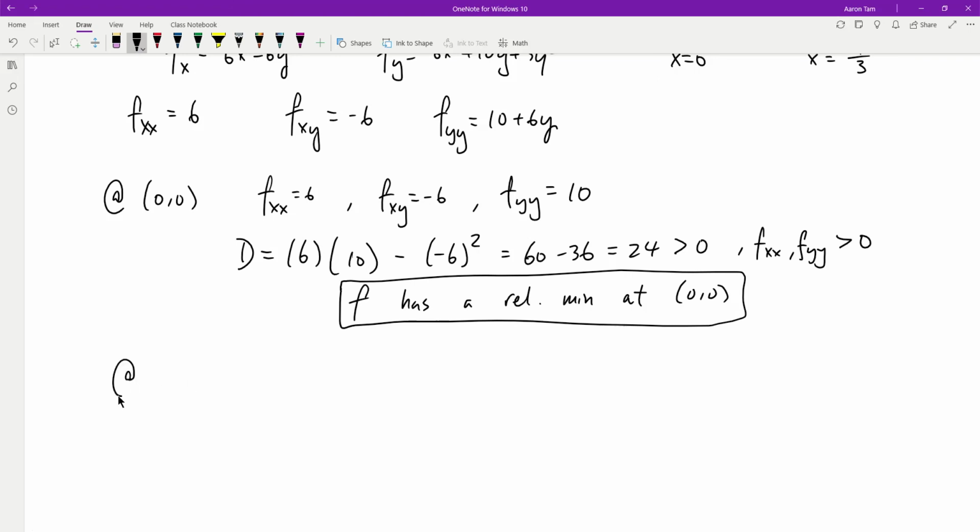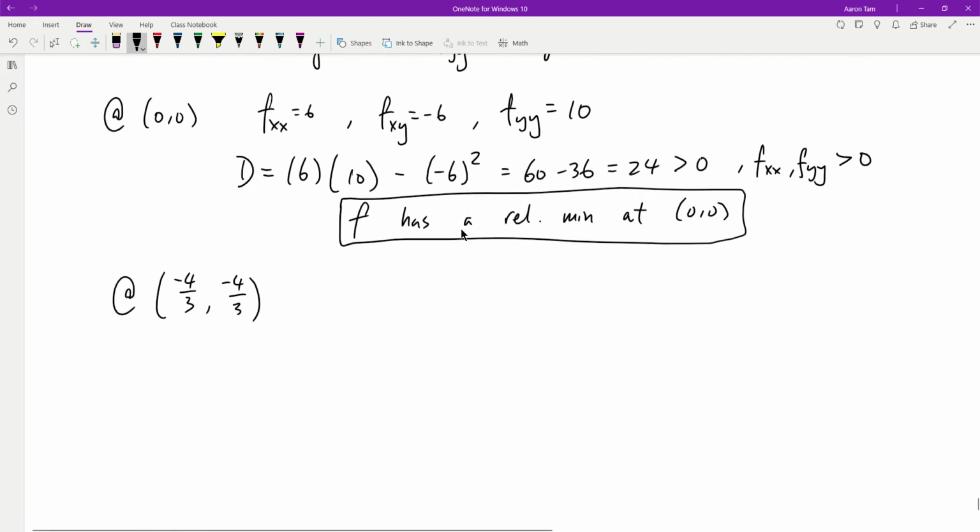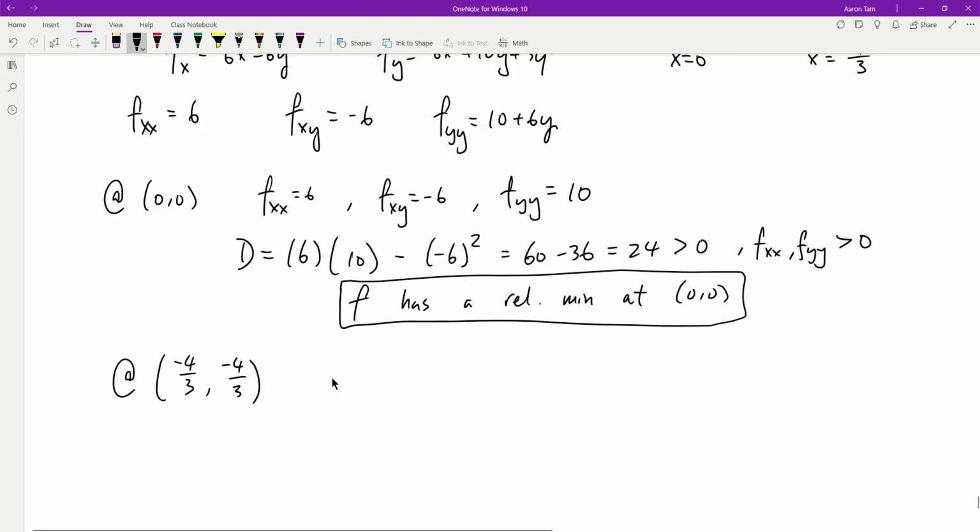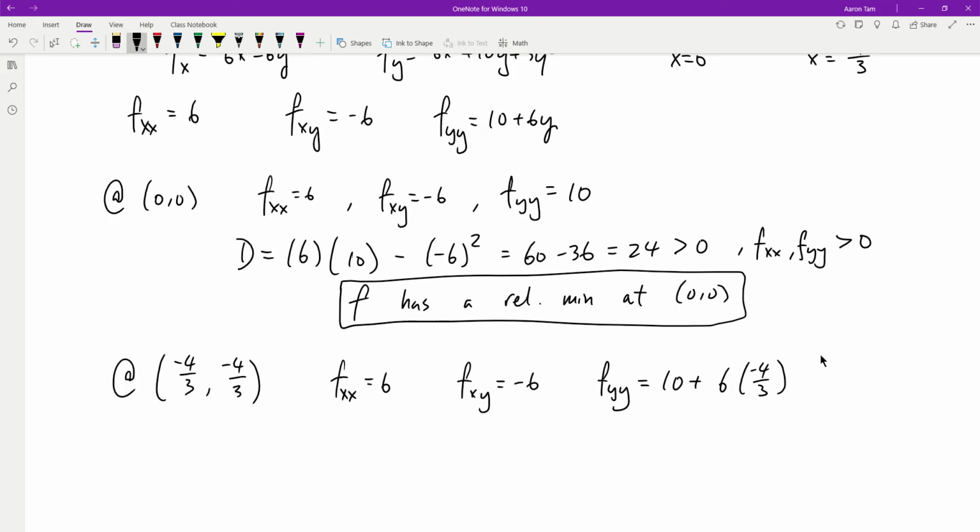Now let's do the other one. So at (-4/3, -4/3). I think that's the correct critical point. Yes, it is. So what will happen in this case? fxx is still 6. fxy is still -6. And fyy will be the one that gets changed. So it becomes 10 plus 6 times, let's write that down, 10 plus 6 times -4 over 3. So that's 10 minus 8, which is 2.